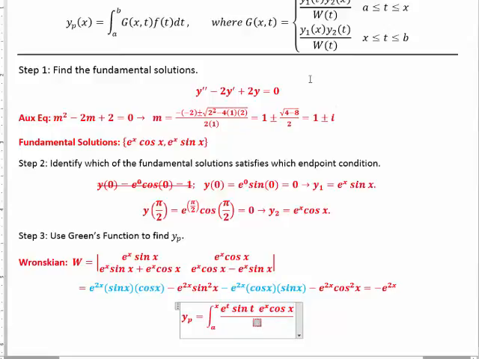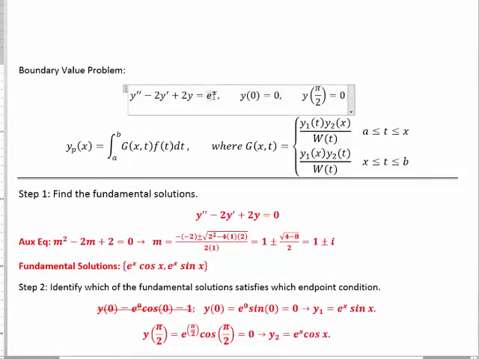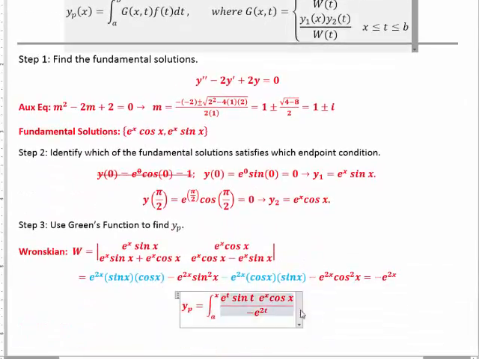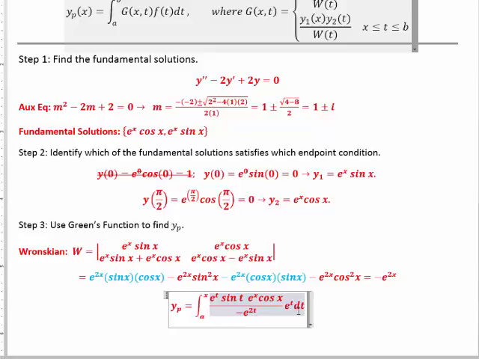Divided by the Wronskian as a function of t, and the Wronskian is a negative. And then this gets multiplied by f of t. We didn't identify f of t, but f of t is over here. That's e to the t. So let's multiply this by e to the t. Now we can cancel one of the e to the t's over here, but we'll work that out later. Okay, so that's the first part.